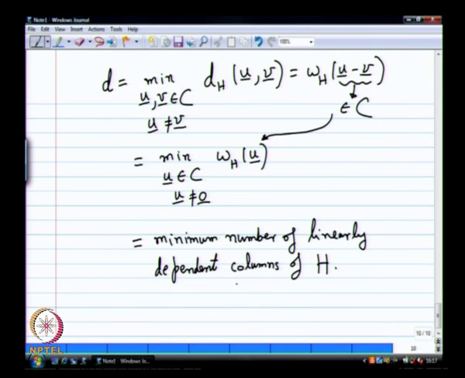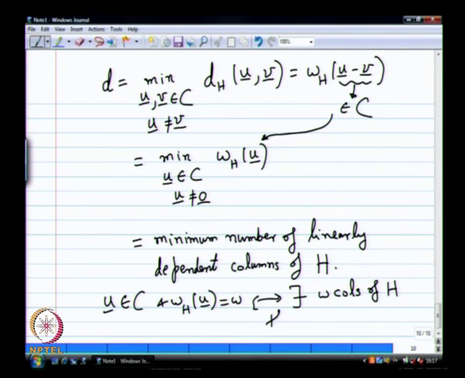Okay. So, how did we prove it? The key element in proving it is, if u belongs to C and the Hamming weight of u is w, then what does it mean? There exist w columns of H that are linearly dependent. How did I show this? It is very easy to show this. All you need is H u transpose is 0.